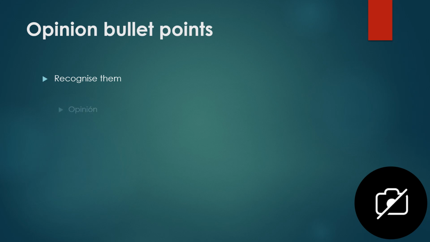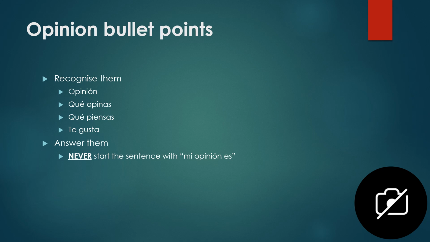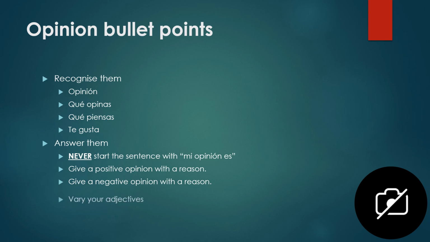Opinion bullet points. First of all, recognizing them with the word opinión, or qué opinas, or qué piensas, te gusta. All of these are going to prompt you to give an opinion on something. So to answer them, please never start with mi opinión es. I like to say that just before we start. Give a positive opinion with a reason, give a negative with a reason, vary your adjectives, and use más or menos que, and muy, bastante, un poco, just so that it seems to flow better and sounds a bit more natural.